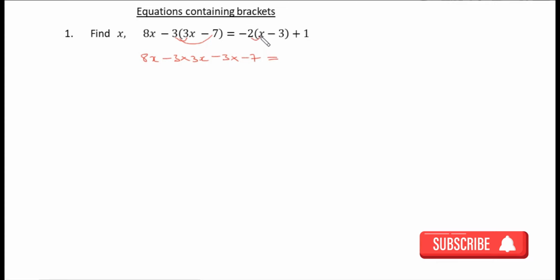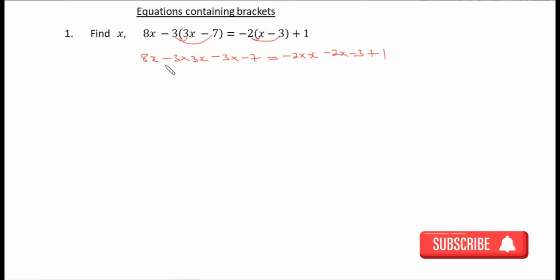Minus 2 times x, and then minus 2 times minus 3. We are done expanding this, then we write plus 1.